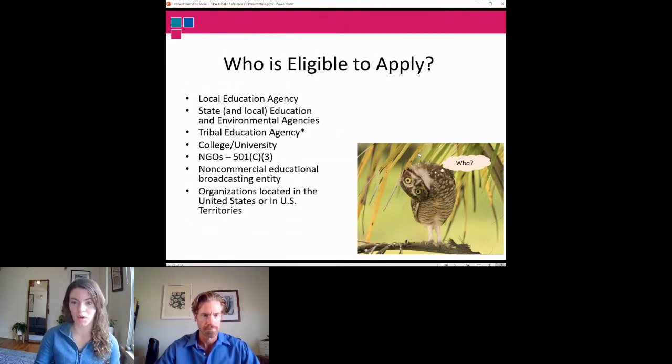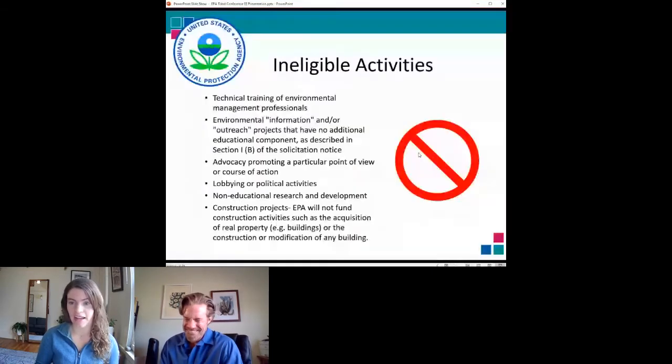Some ineligible activities of this grant would include technical training of environmental management professionals, and environmental information or outreach projects that have no educational component. Like we mentioned before, it goes beyond just information. So like environmental journalism or just straight factual sharing does not qualify. It has to have that real educational component.